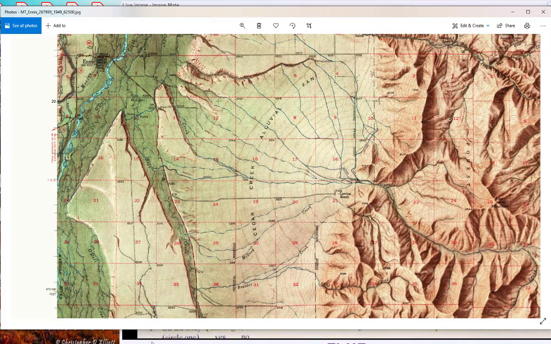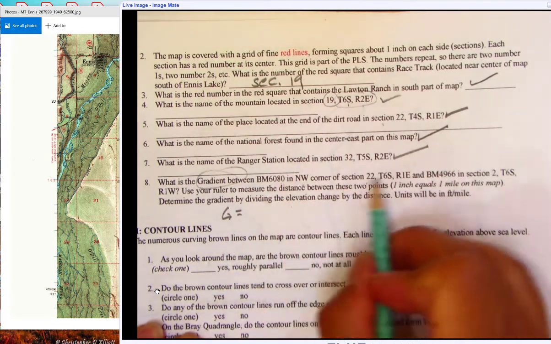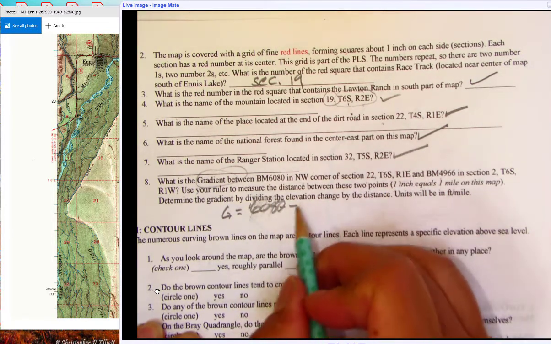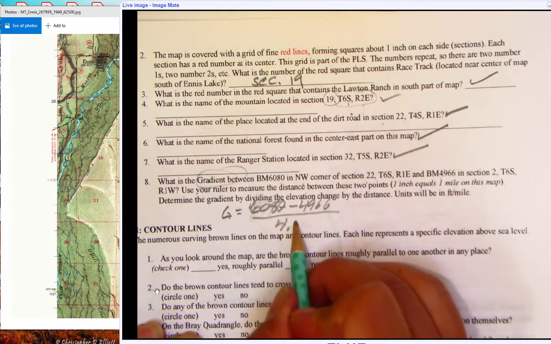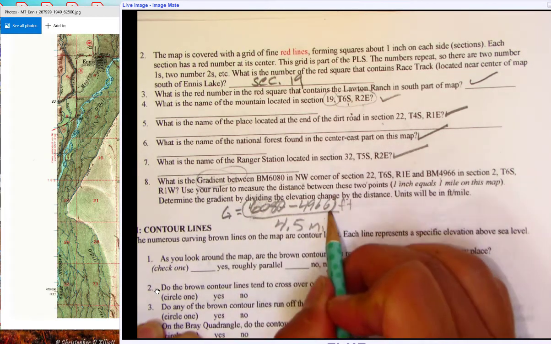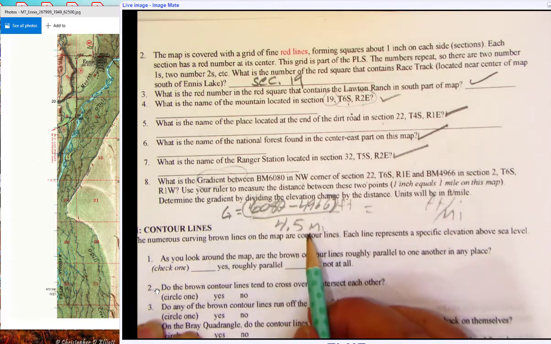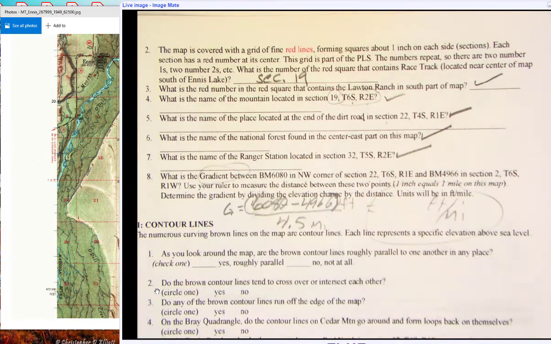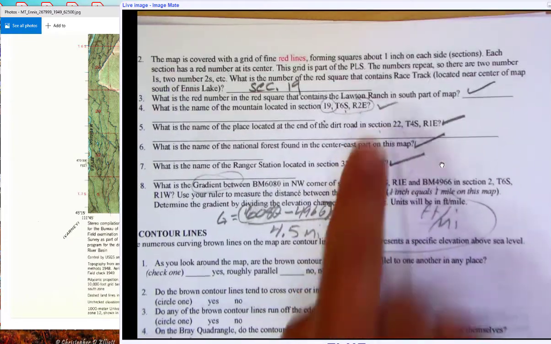So now let's look at the map here. The gradient is going to be the difference in elevation: 6080 minus 4966, divided by the 4.5 miles, right? Remember, the elevation is going to be in feet up here, so your answer is going to be in feet per mile. So go ahead and do the math there, and then you can figure out the gradient. That's one way that you can do it. So that's a little bit on that part there, and I'm going to make sure you come back and answer these questions up in here.